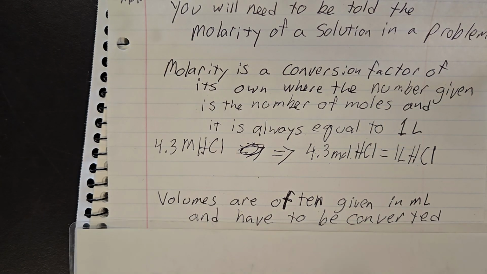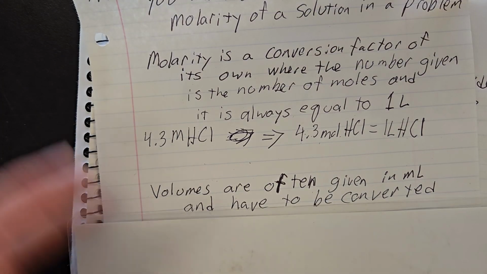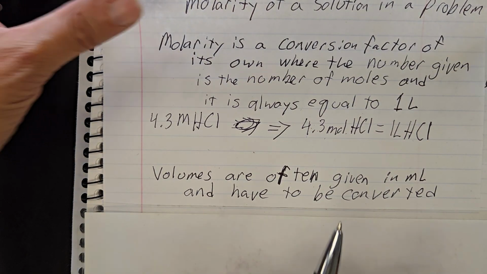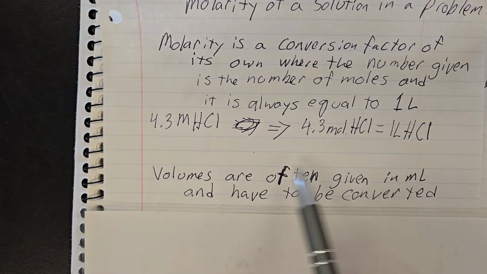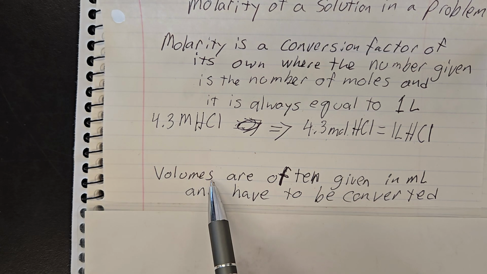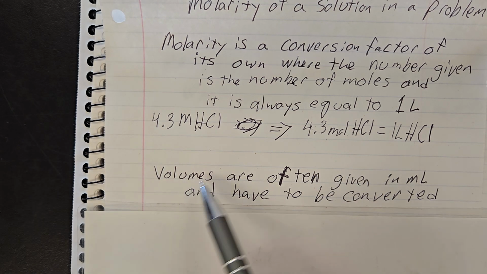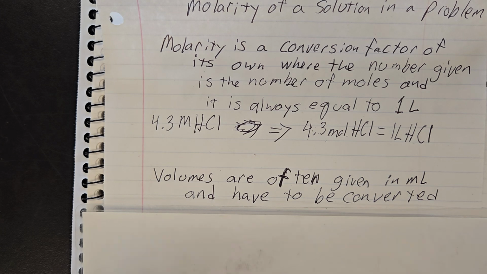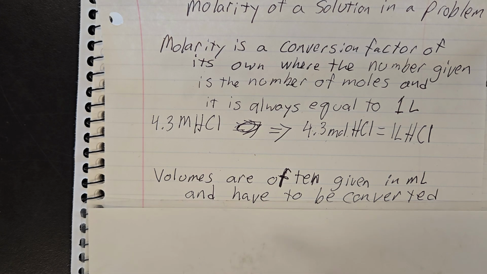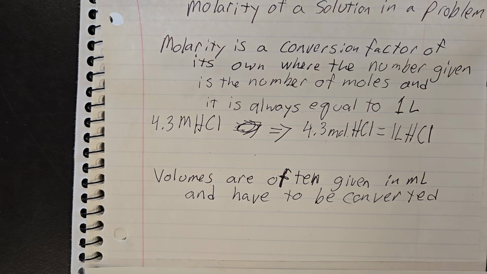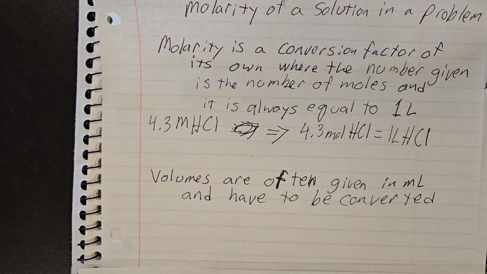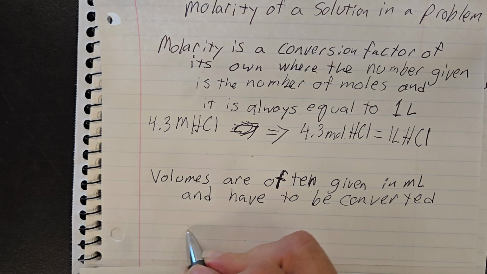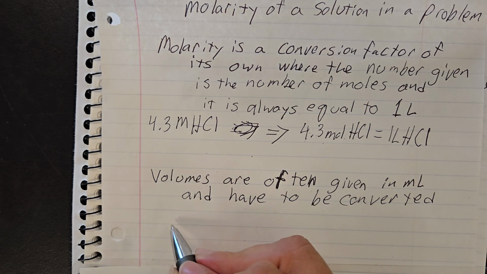Be careful about the fact that often when I give you volumes, the volume is going to be your starting value, because the goal here is to go to and from a volume of a solution. That volume is usually given in milliliters and not liters, and we have to convert that. That's a very simple conversion, and you don't even have to use the dimensional analysis we've learned before. You can just simply move the decimal.